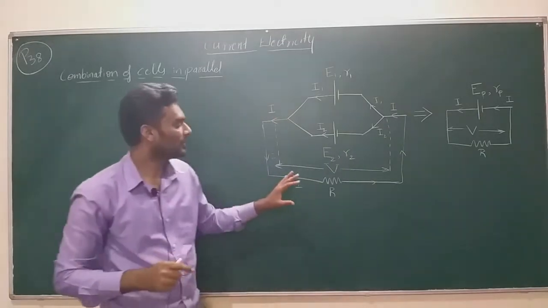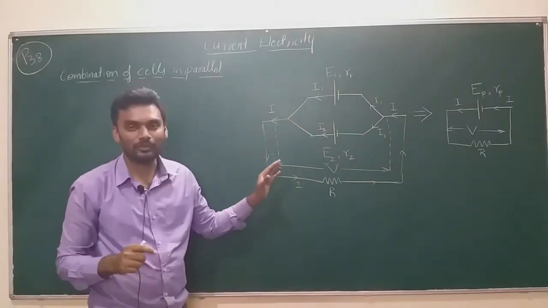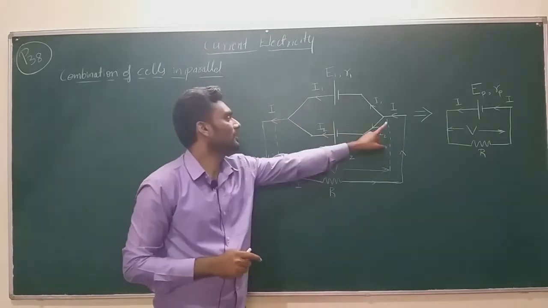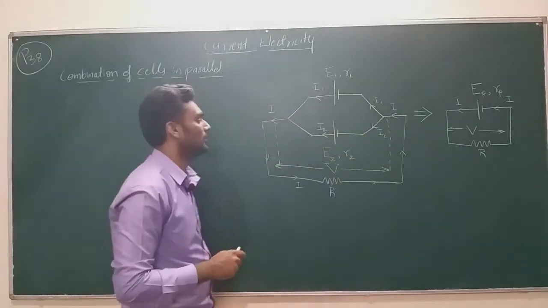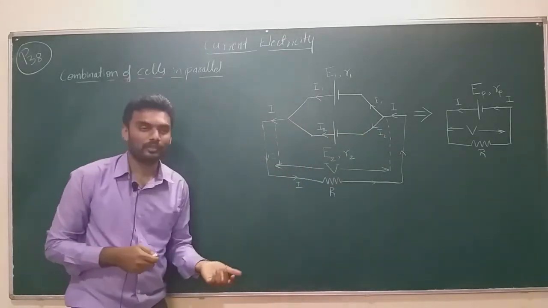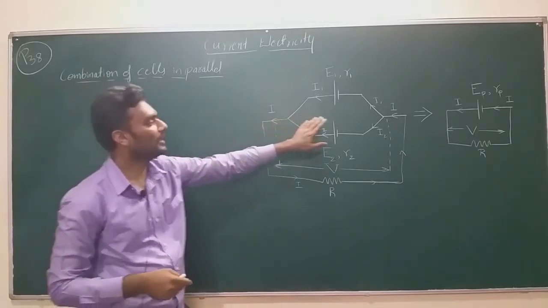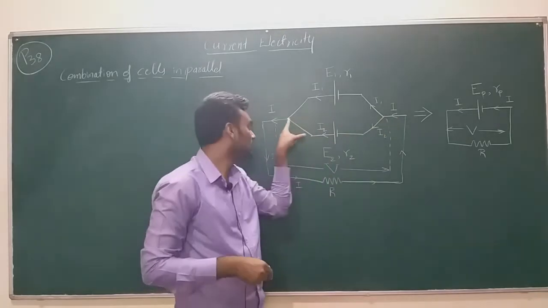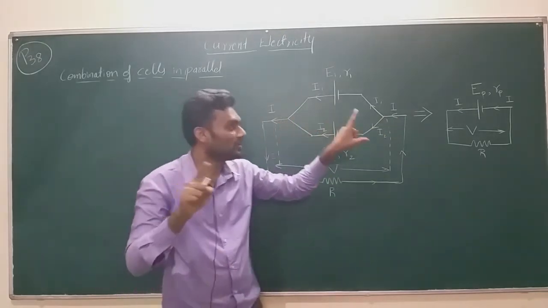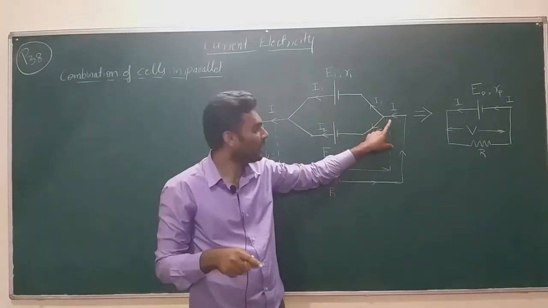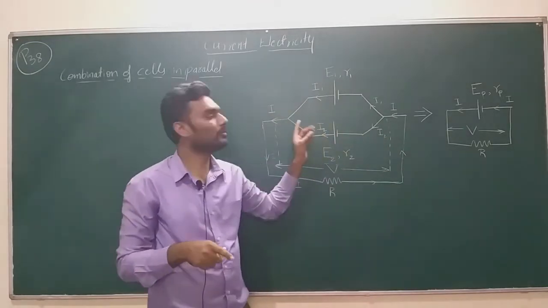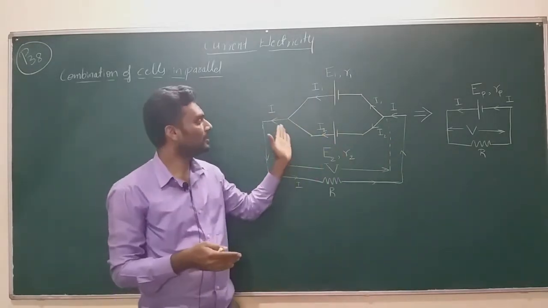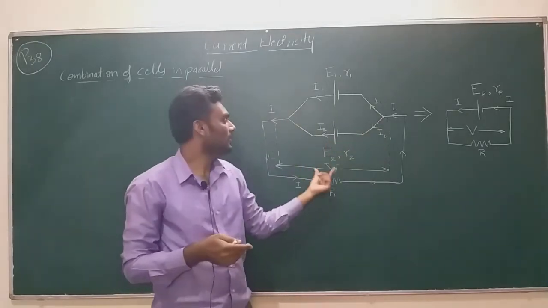So this is one more consideration. We let V volts be the potential difference across the terminals of the combination, from this point to this point. In some references they choose this point as A and this point as B, and take the potential at this point as VA and at this point as VB, and hence the potential difference becomes VA minus VB. I have directly considered that potential difference as V.